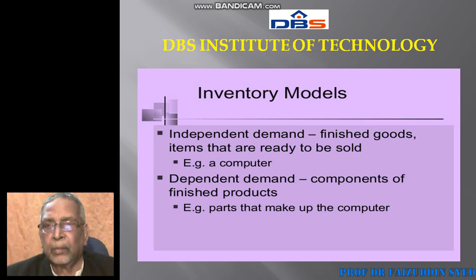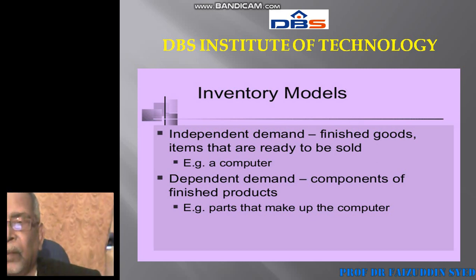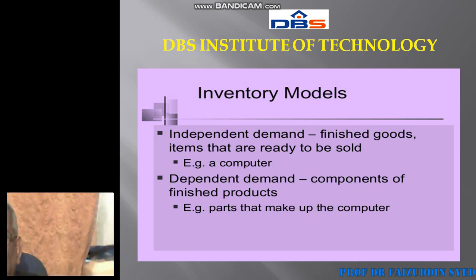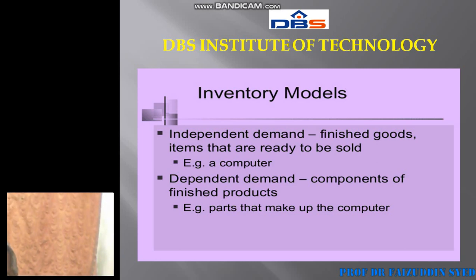Then what's a dependent demand model? A dependent demand model is a component of finished products. As you said, for a computer you need hundreds of components to make a computer. All these parts will be assembled, a computer is then made and it is sent to be sold. So this is called the dependent demand model.